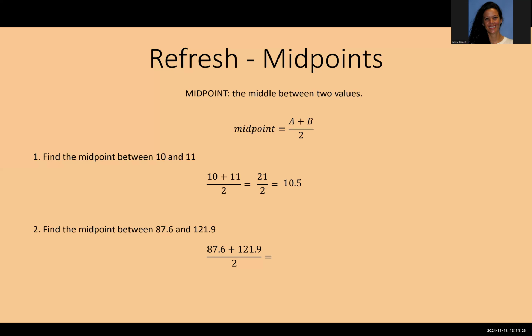So let's add the top 2. I get 209.5, and now that I've added the two numbers, now I can divide by 2, and I'll get 104.75.